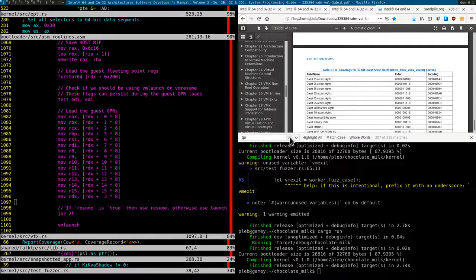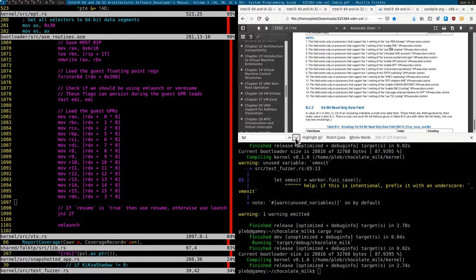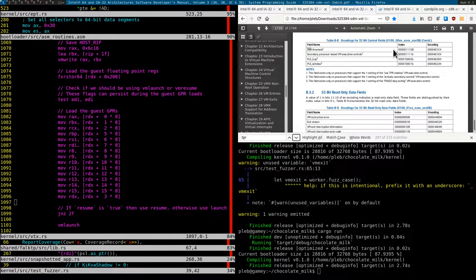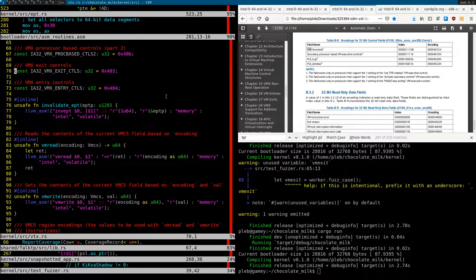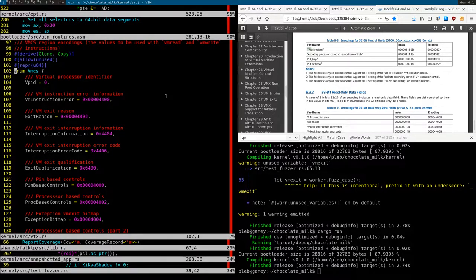TPR threshold? Is that the actual TPR? That's the CR8 value? Is the threshold? So if I want to set CR8 to 0, I set TPR threshold to 0. Because I do need to set that to 0. The threshold only causes a VM exit when the TPR goes below that. Okay, yeah, that's what I thought.